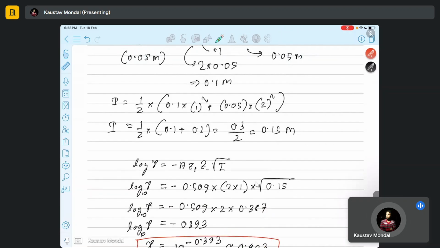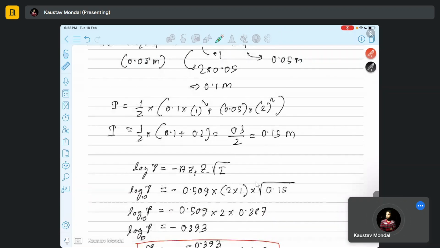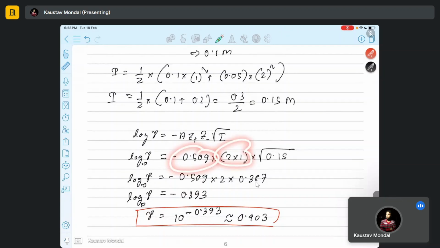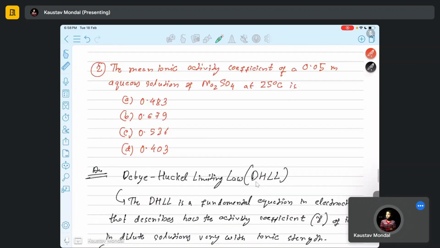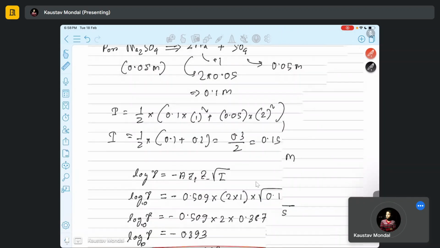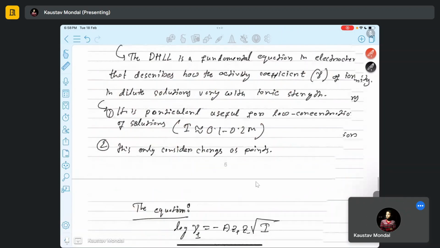Z plus and Z minus you already know, one is 2 and one is 1. So that you know, and A is the constant. So you just substitute all of these values here, and after doing all the calculation, the gamma value comes close to around 0.403, and this will be the correct answer, 0.403. This is the problem number 2.